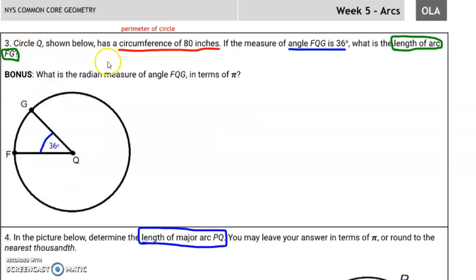Circle Q shown below has a circumference of just 80 degrees, actually, all the way around. And it tells us the measure of angle FQG is equal to 36 degrees. That's here. It asks us the length of arc FG, which is from here to here. And now be careful, it asks for length. We're not looking for the distance around the circle here in terms of degrees. We're looking in terms of inches.